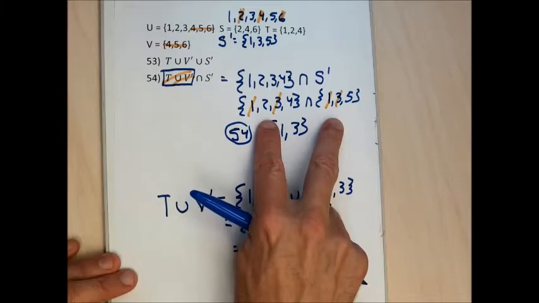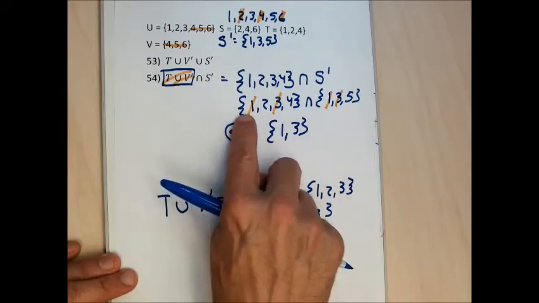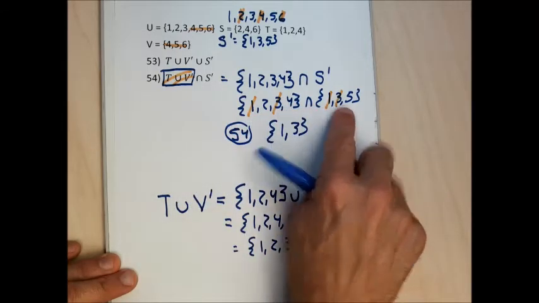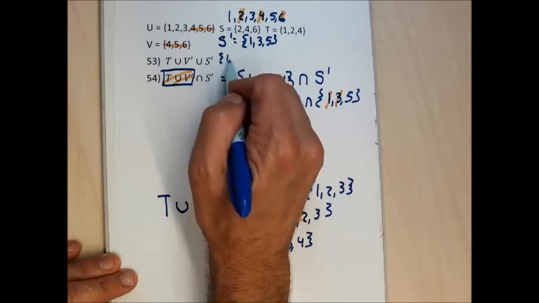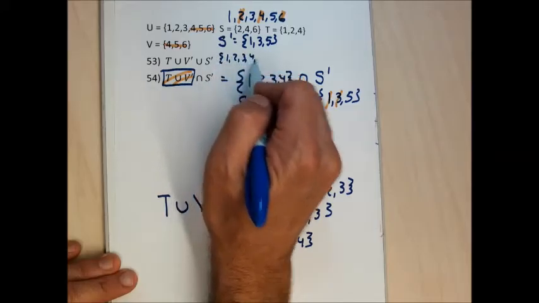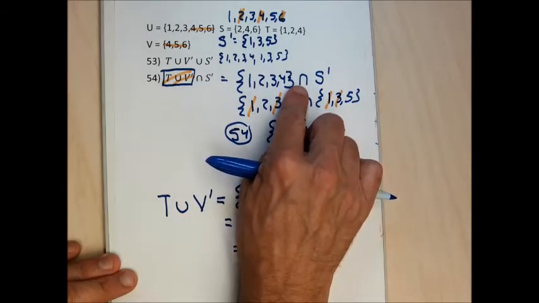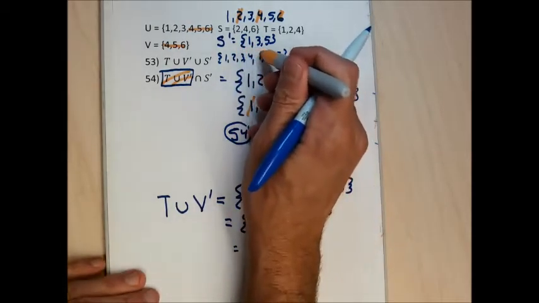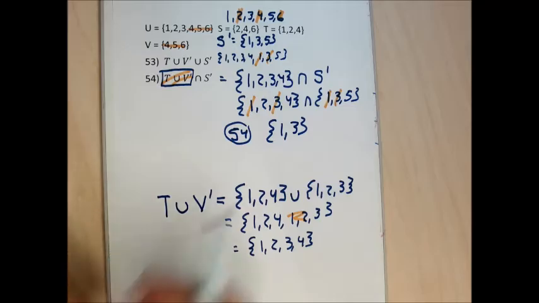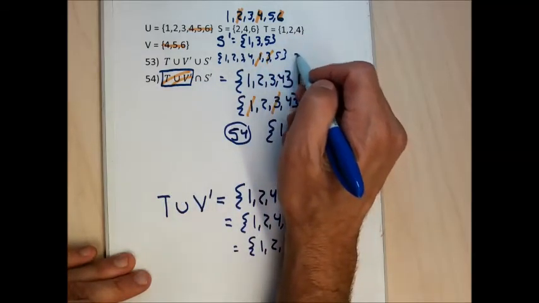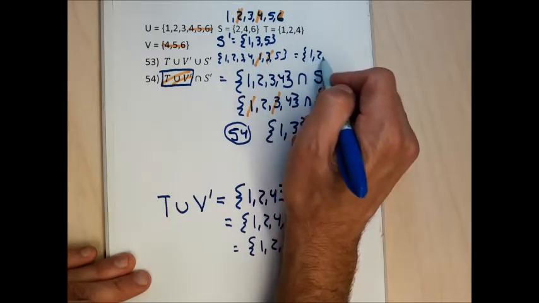When you go to do your 53, your set's going to go 1, 2, 3, 4, 1, 3, 5. So you're going to have the set 1, 2, 3, 4, 1, 3, 5 because you're unioning these two sets, and then you're only going to write the duplicates once, and you're going to get 1, 2, 3, 4, 5 for your answer to 53.